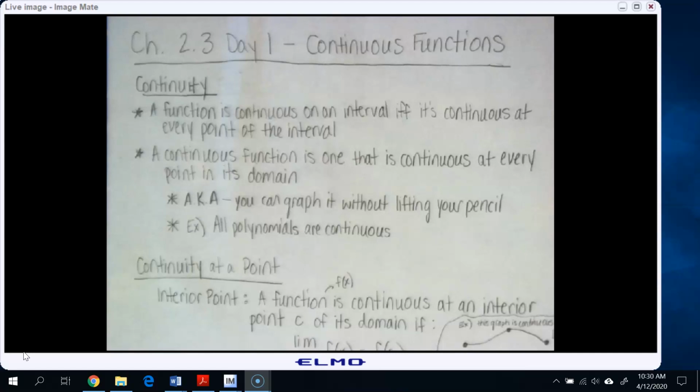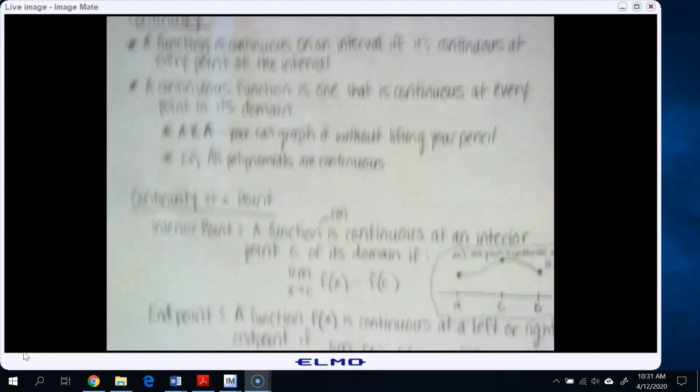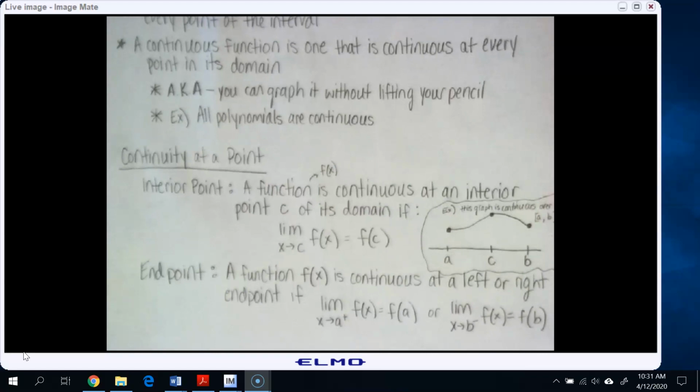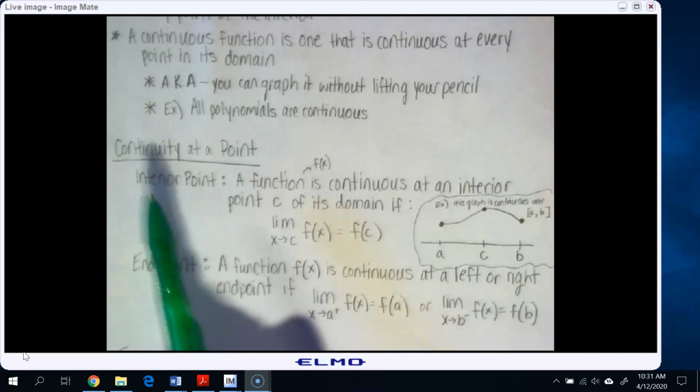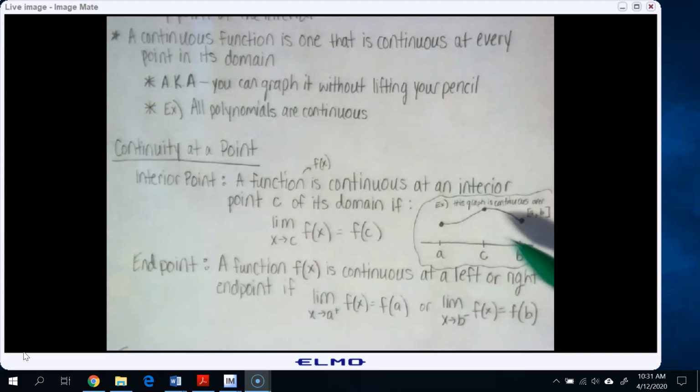Another part of continuity is continuity at a specific point. Like at a specific x value, if I said, is the function continuous at x equals 5, that would be continuity at a point. There are two separate definitions for that, depending on if you're dealing with an interior point, which in this picture would be C, because it's inside the interval, or an endpoint, which would be A or B, because those are the endpoints of this interval.